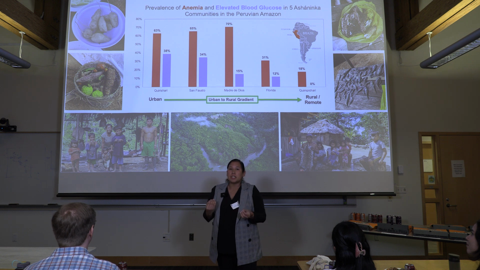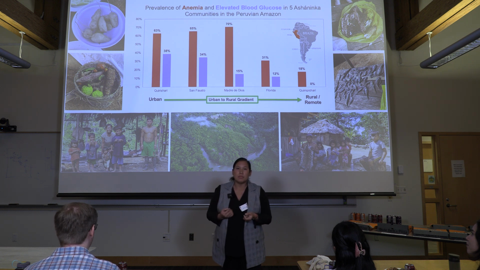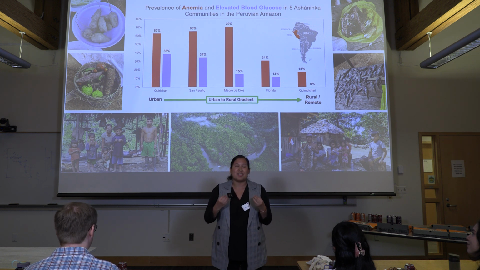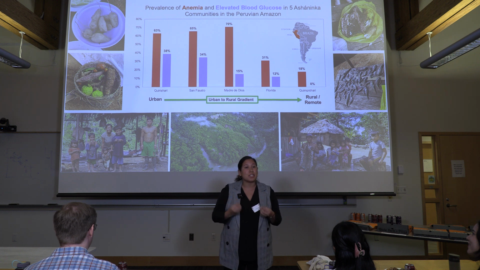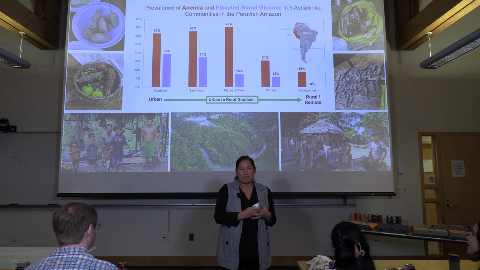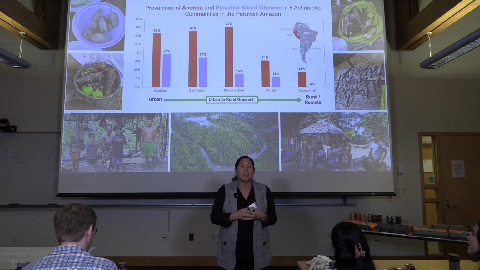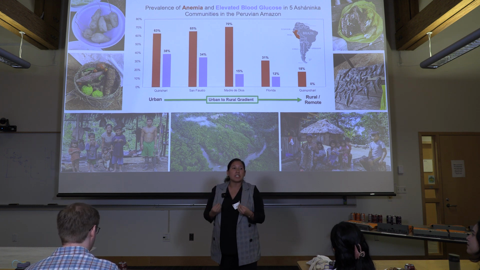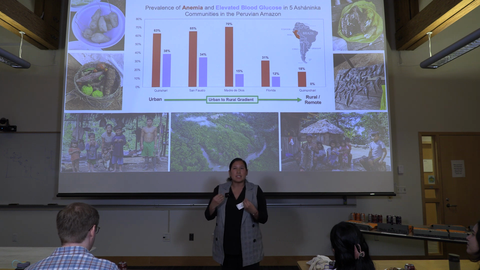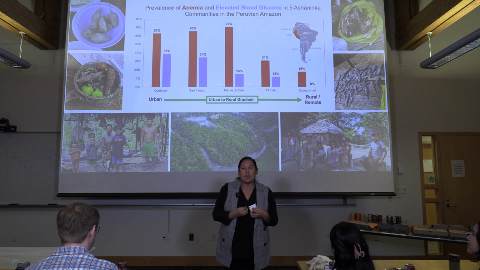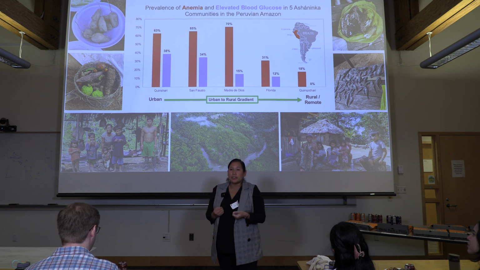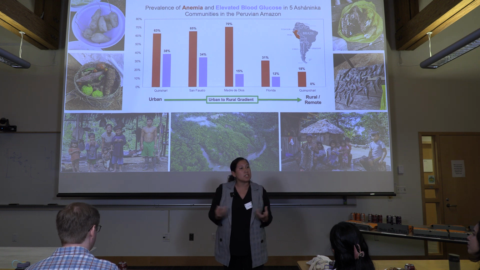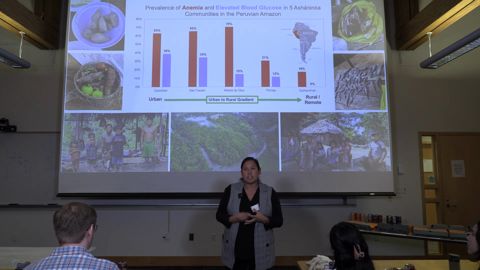For indigenous communities in the Amazon, this right to food is linked to the health of their forest. And so when you have forests that are healthier, these communities have more resources, and we can see that their health is better. And when these forests are degraded, these food systems begin to unravel and their health suffers.